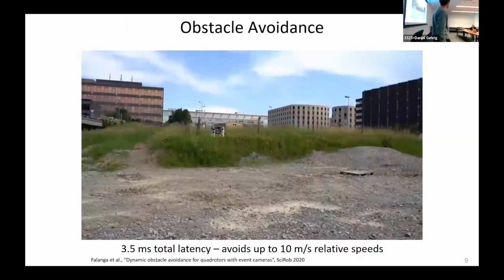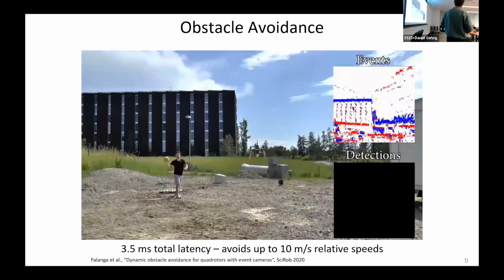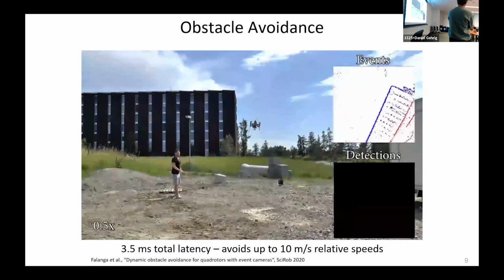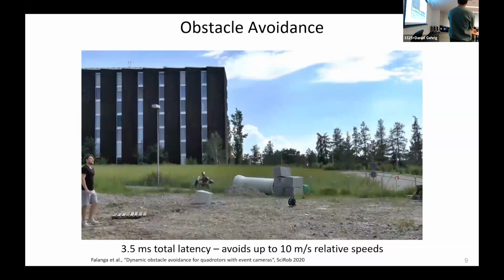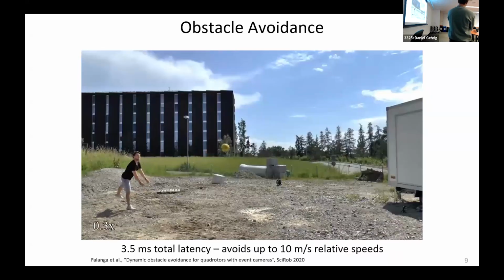So for the motion compensation using the angular velocity from the IMU, how do you handle the translational velocity?